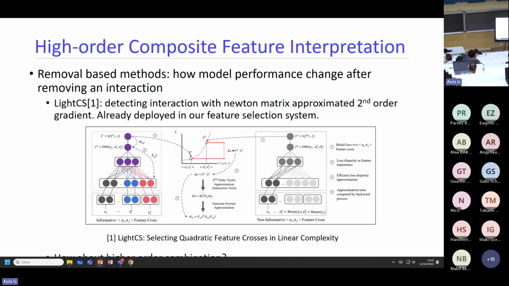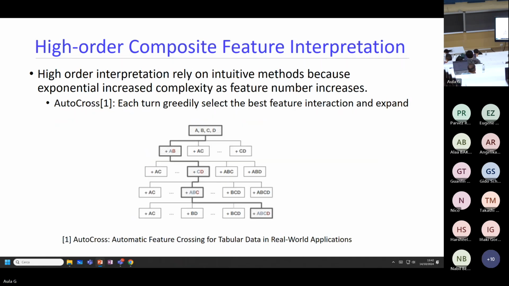We also deployed this technique in our feature selection system. But when we come to the higher order, things become very difficult because the feature interactions increase exponentially. So some intuitive methods are used to address this issue.